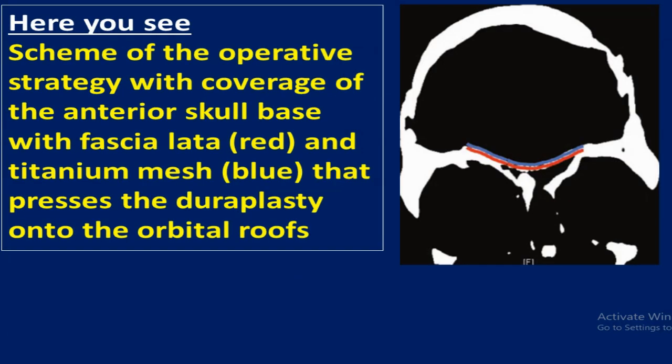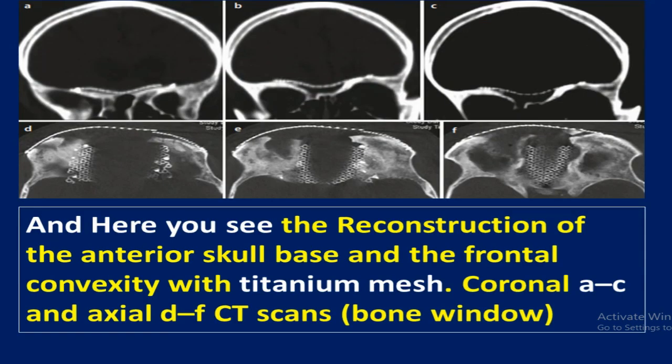Here you see the scheme of operative strategy with coverage of the anterior skull base with fascia lata shown in red and titanium mesh shown in blue. That processes the uroplasty onto the orbital roofs. And here you see the reconstruction of the anterior skull base and the frontal convexity with titanium mesh.